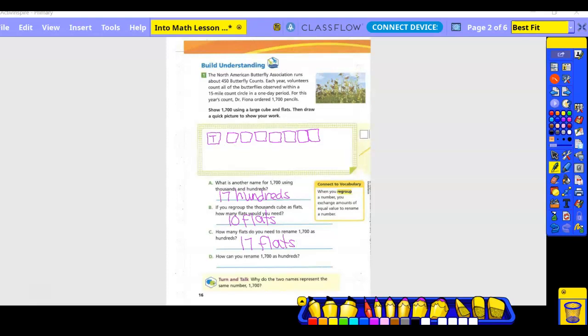So how can you rename 1,700 as hundreds? We did that up here, right, guys? So 1,700, or this would have been equal to 17 hundreds.